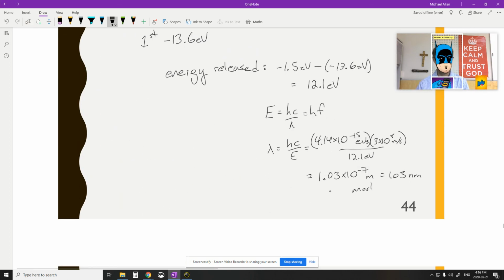Let me write that out. Most likely UV light. That's a V. That's a U. Okay, cool.